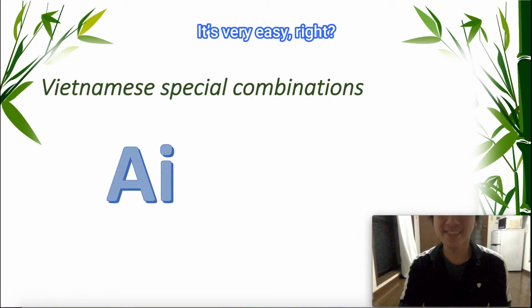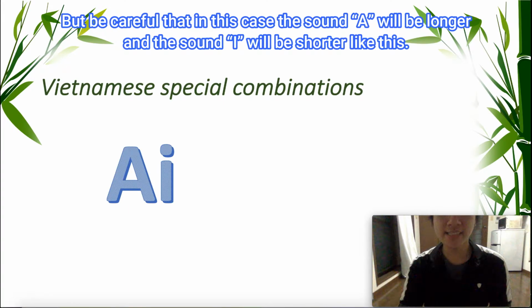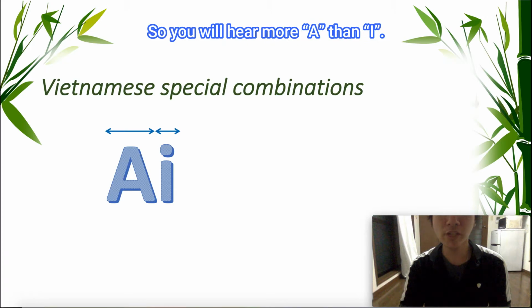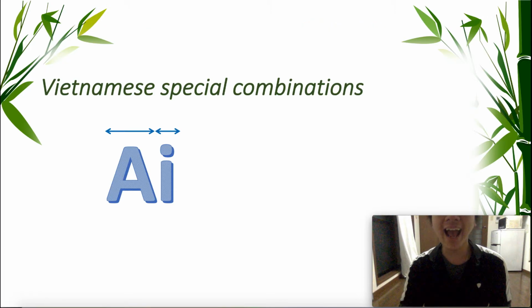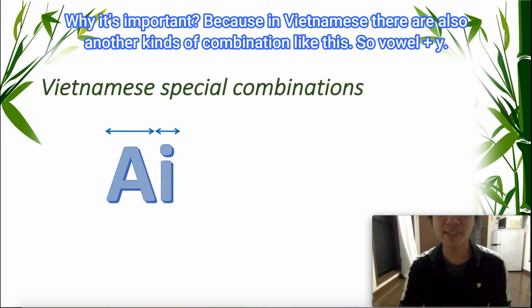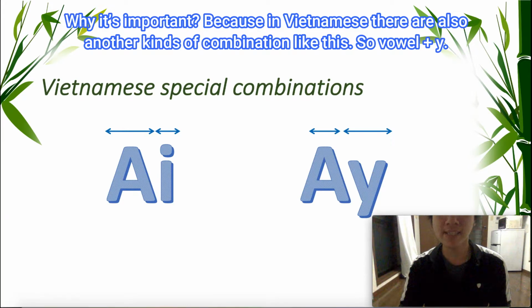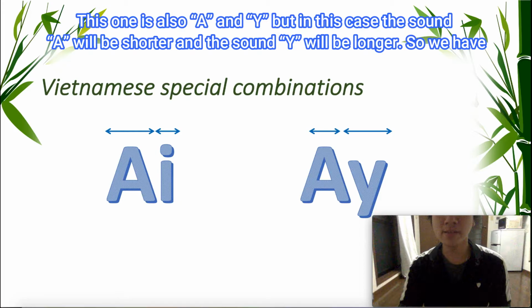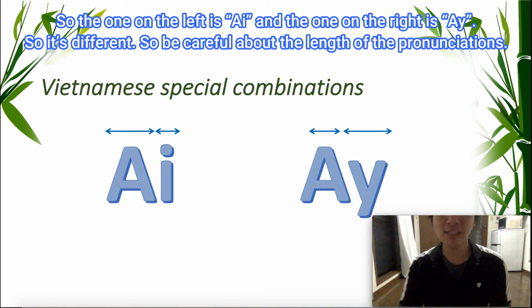It's very easy, right? But be careful that in this case the sound A will be longer and the sound E will be shorter, like this. So you will hear more A than E. Why is it important? Because in Vietnamese there are also another kind of combination like this. So vowels plus Y. This one also A and E. But in this case the sound A will be shorter and the sound E will be longer. So we have ay. So the one on the left is ai, and the one on the right is ay. So it's different. So be careful about the length of the pronunciation.